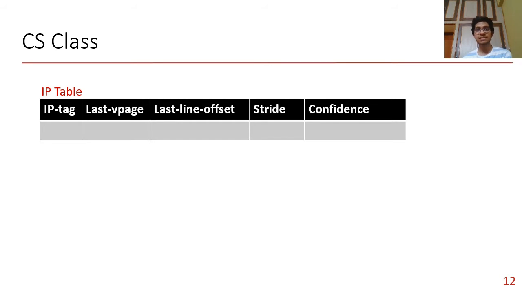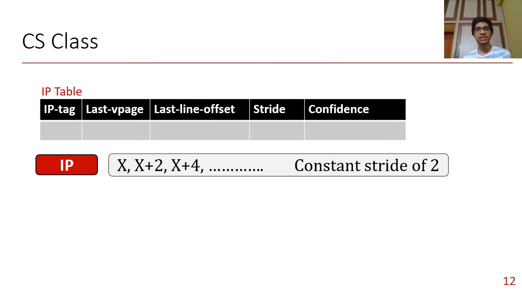The constant stride class aims to simply capture the strides associated with an IP. When a stride is seen for a sufficient number of times, it is used to prefetch the next access. In this example, we see a constant stride of 2. The confidence counter is incremented every time the same stride is seen and decremented otherwise. The stride and the confidence are stored in the IP table. The drawback of this class is that it can only identify strides and not stride patterns, which brings us to the next class.